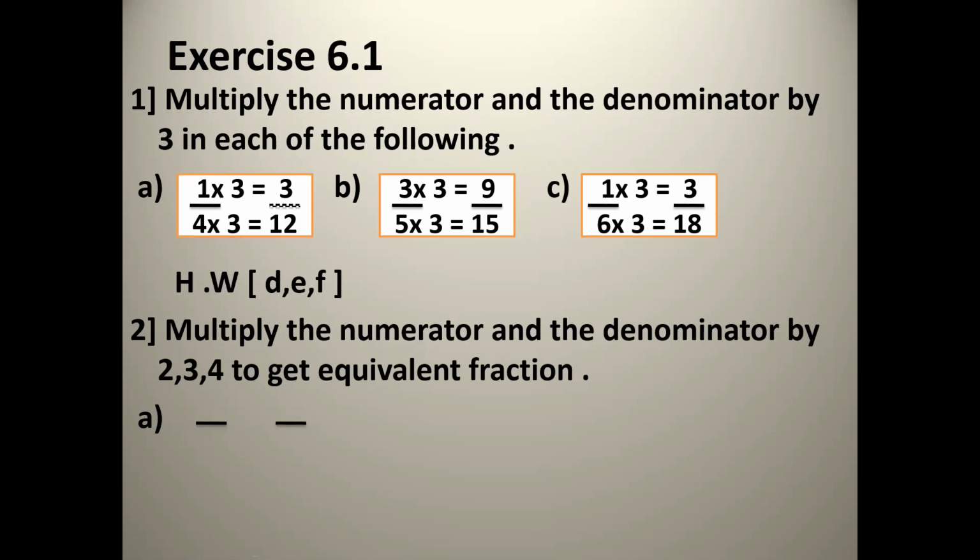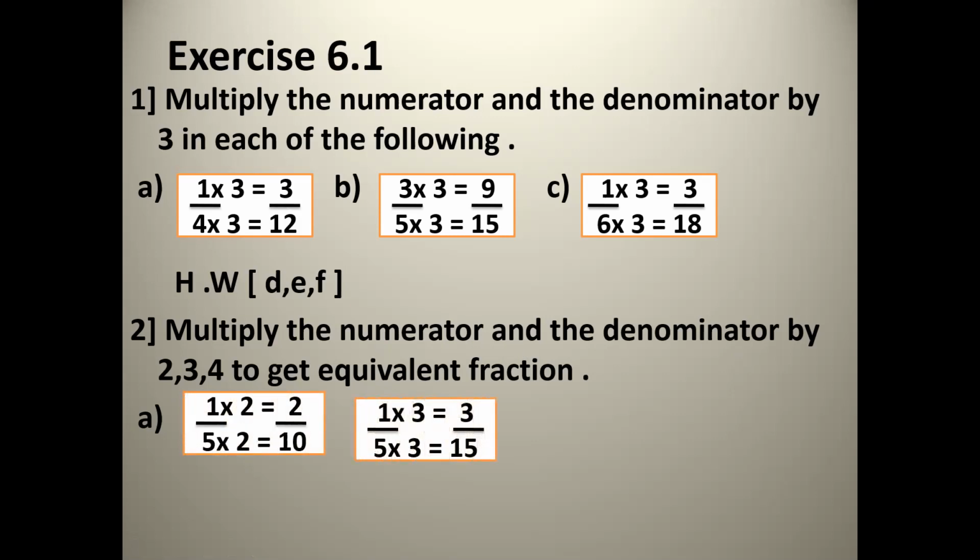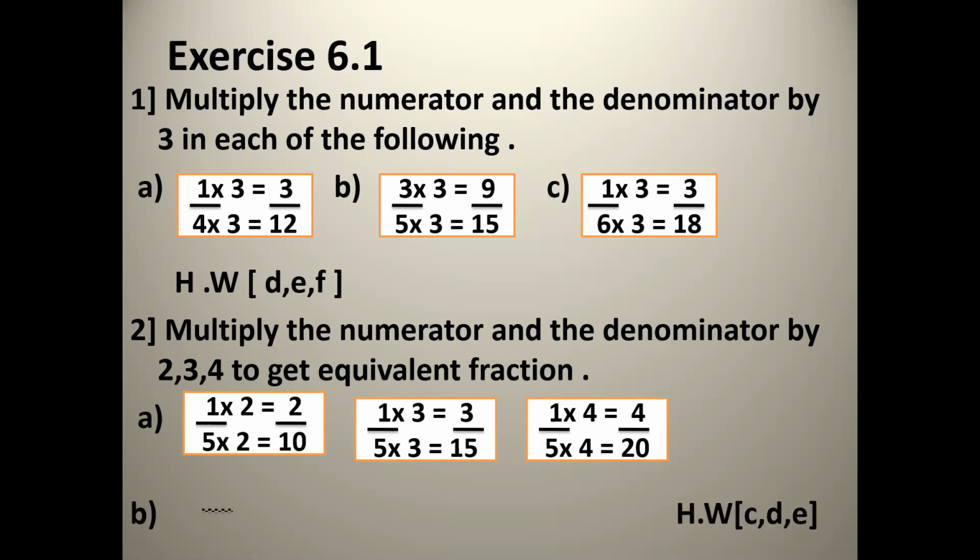Next fraction, 1 by 5. We want to multiply here into 3. 1 multiply 3, it is 3. 5 multiply 3, it is 15. This is also equivalent fraction. Here also, we want to multiply into 4. This is 1 by 5, sorry. So we multiply numerator into 4 and denominator into 4. So 1 by 4, it is 4. 5 by 4, it is 20. So 4 by 20, it is equivalent fraction.